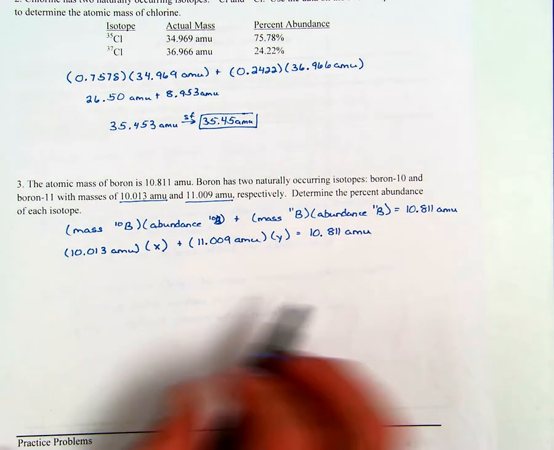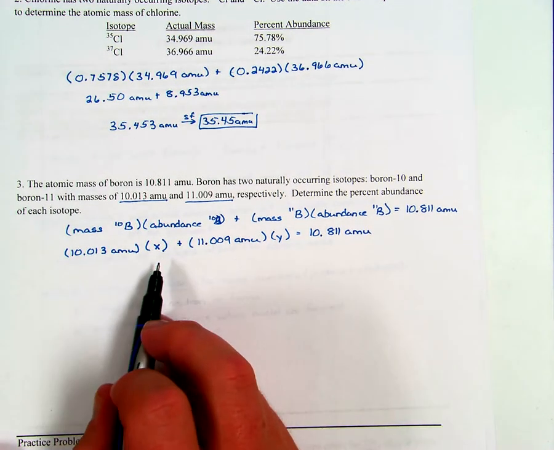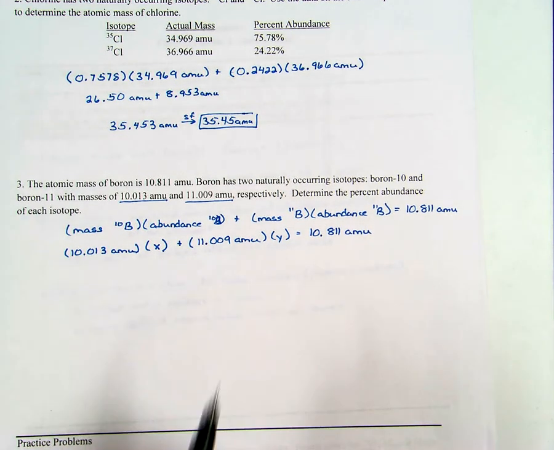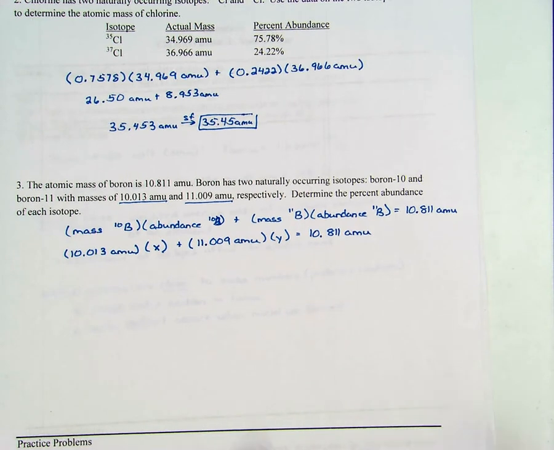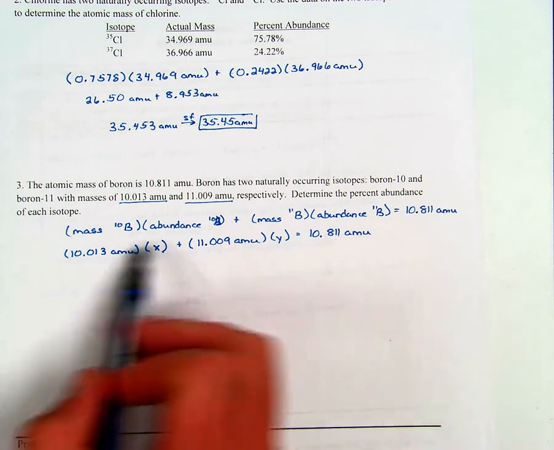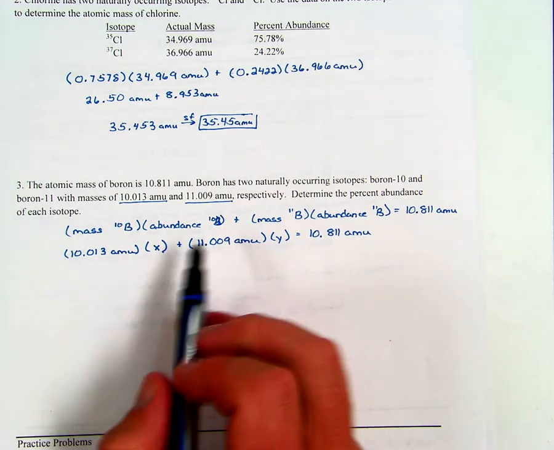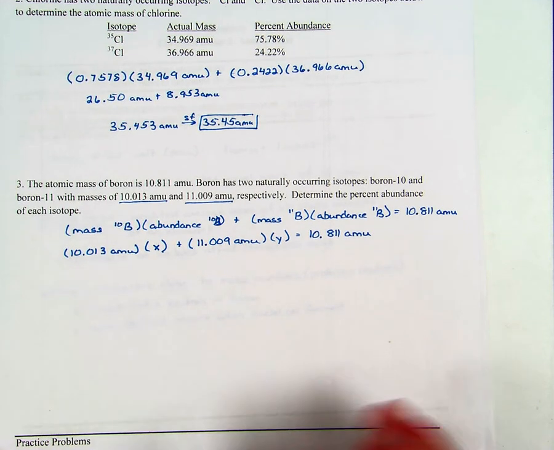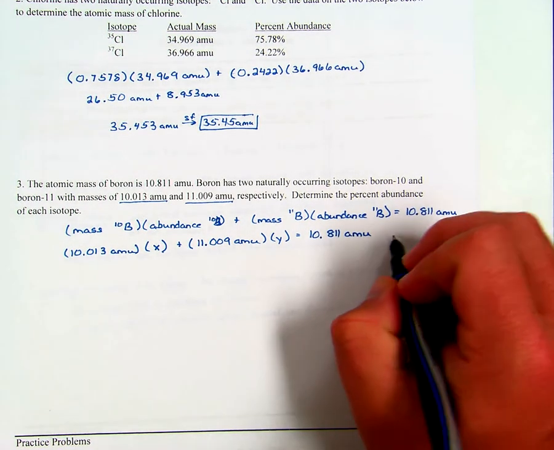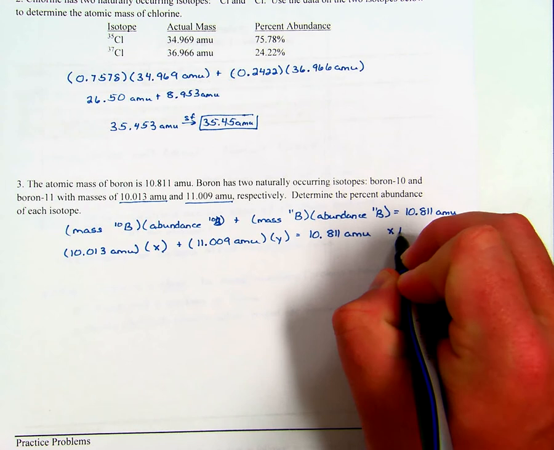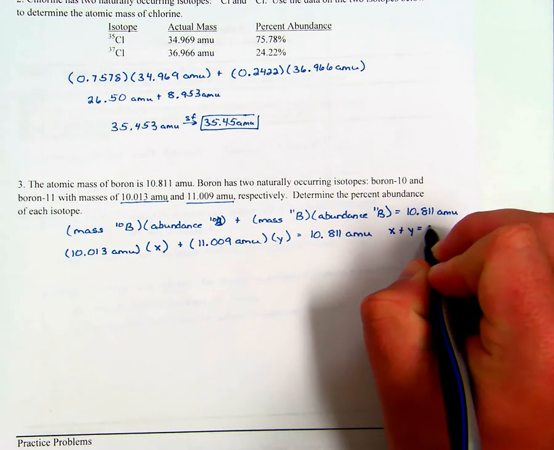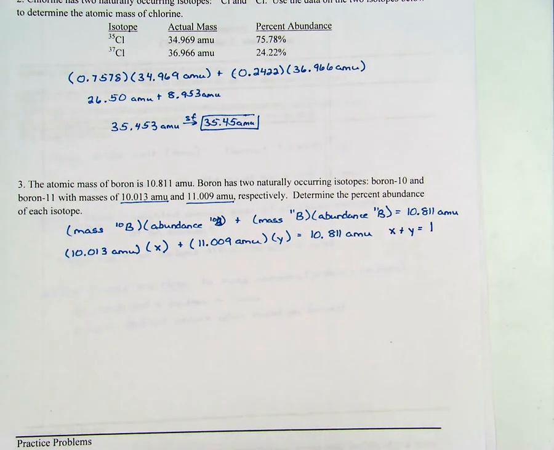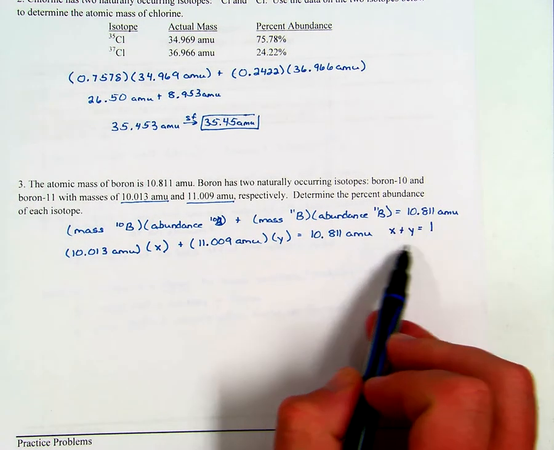Well, you learn in algebra that if you have two variables that you need to find, you need two equations. We have one equation here, the one we just wrote. The second equation is the relationship between X and Y. If you think about what X and Y represent, the abundance of the two isotopes, I know that if I add them together, X plus Y would have to equal 1, because they have to add to 100%, or in decimal form 1. So if I substitute this equation in for either X or Y, I could solve this equation for one of them and then get the other.